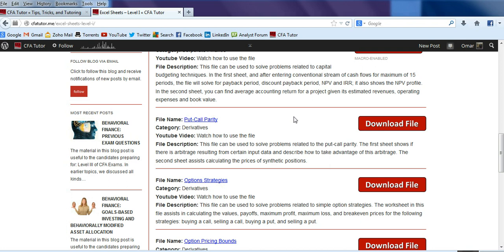And there are two sheets in the file when you download it. The first sheet will show you what is the arbitrage that could result if the put call parity doesn't hold. So if there is any mispricing that occurs in the put call parity, how could you take advantage of that, and how could you arbitrage the situation? The second sheet on the file will show you how to calculate the prices of synthetic positions, which is basically just simply a rearrangement of the put call parity.